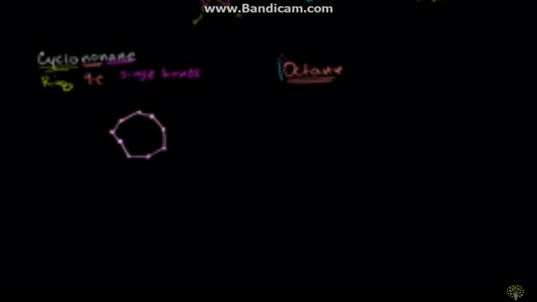The oct tells you that you have 8 carbons. There is no cyclo in front of it, so it's not a cycle. It's just going to be a chain. And then the ane part tells you that they're all single bonds. So it's just going to be 8 carbons in a chain. 1, 2, 3, 4, 5, 6, 7, 8. It's just going to look like that. In the next few videos, we'll add more to these molecules and make the names even more complex.